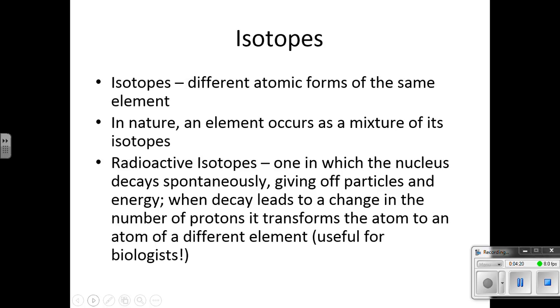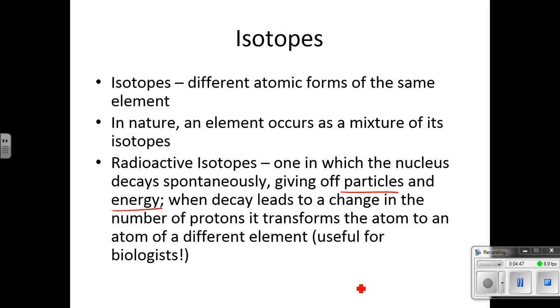Isotopes are different atomic forms of the same element. In nature, an element occurs as a mixture of its isotopes. A radioactive isotope is one in which the nucleus decays spontaneously, giving off particles and energy. When decay leads to a change in the number of protons, it transforms the atom to an atom of a different element, which can be useful to biologists.